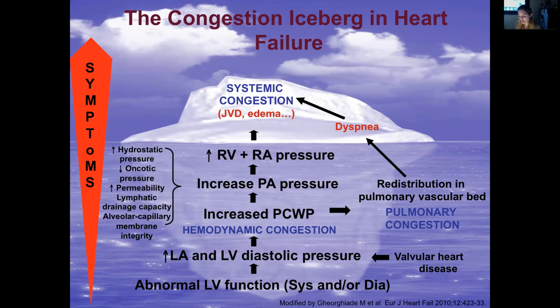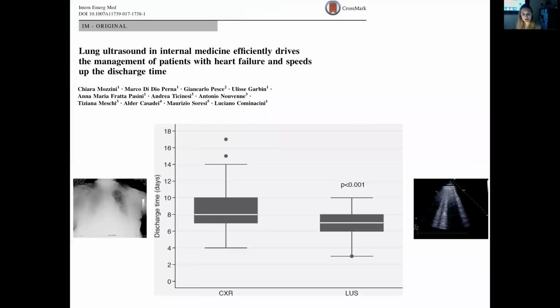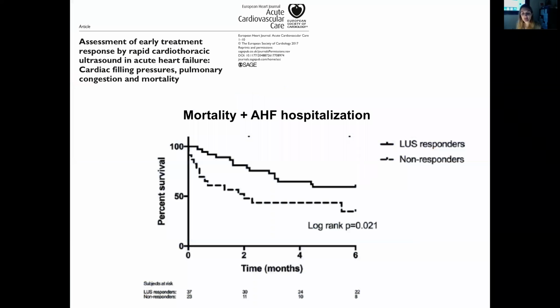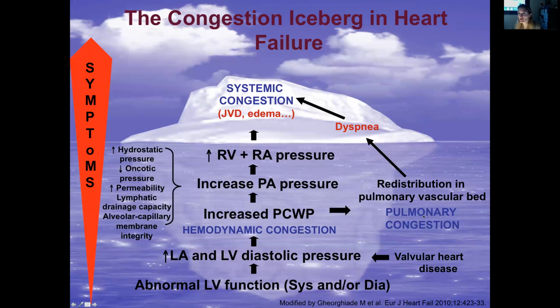So when we have a problem in the heart, for example an abnormal left ventricular function that can be systolic or diastolic, or a valvular heart disease, we have an increase in the left heart filling pressure. We call this increase in the left ventricular filling pressure a hemodynamic congestion. But hemodynamic congestion is different from pulmonary congestion, which is the increase of extravascular lung water. So this is pulmonary congestion and this is hemodynamic congestion.